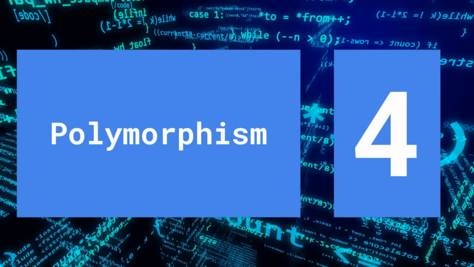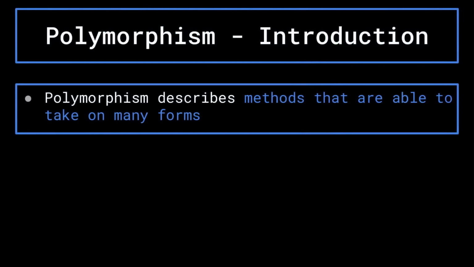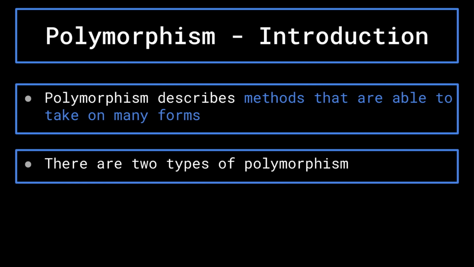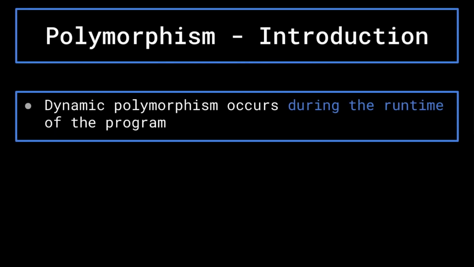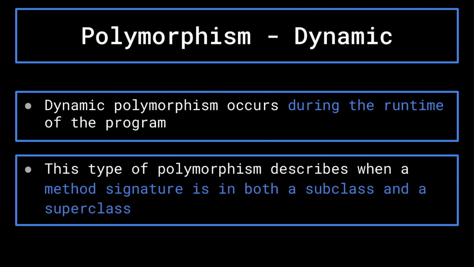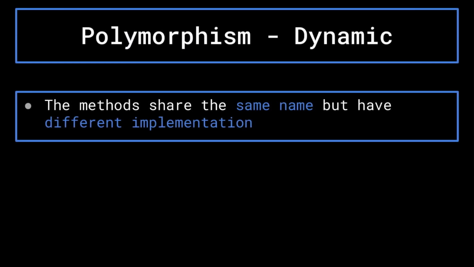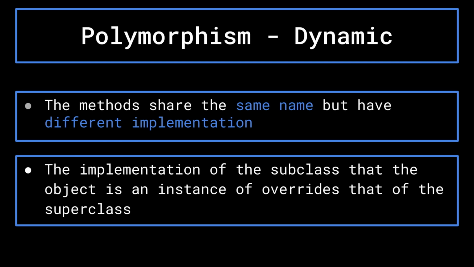In this final section, we will be covering the final of the four main principles: polymorphism. Polymorphism describes methods that are able to take on many forms. There are two types of polymorphism. The first one is what is called dynamic polymorphism. Dynamic polymorphism occurs during runtime, when the program is being executed. This describes when a method signature is present in both a subclass and a superclass. The methods share the same parameters, but have separate implementation. In this case, the subclass's implementation of the method overrides the superclass's.